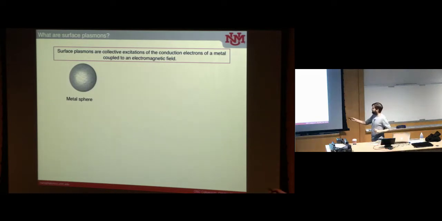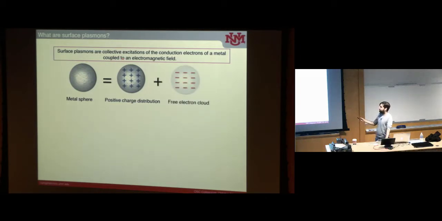So if you have a metallic sphere of, let's say, hundreds of nanometers, you can think in a very simple way of this structure as if it were composed of two parts: a positive charge distribution, which accounts for all the atoms and all the electrons except one electron per atom. That's the usual thing for noble metals. And then you have the free electron cloud, which, for example, for a noble metal like silver, you're going to have one of these free electrons.